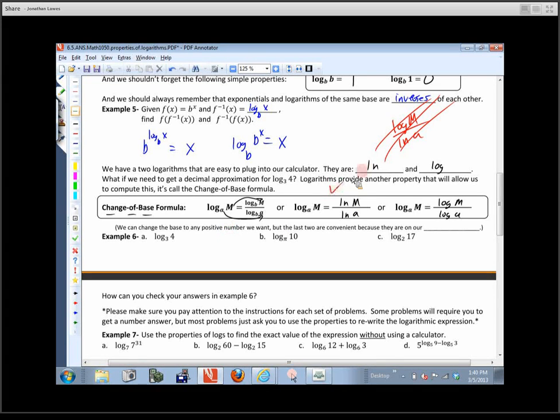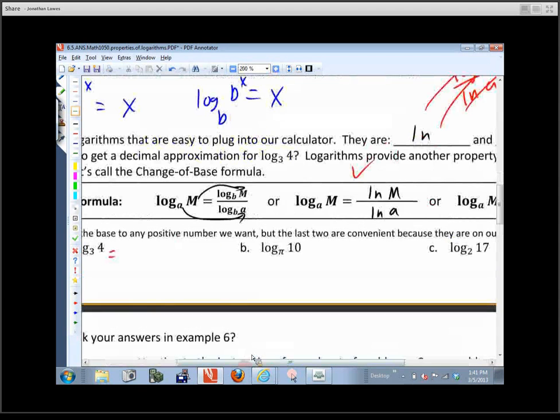So what it does is it changes it into something that we can do with any base, or specifically these two examples right here. These we can find on our calculator. Okay, so let's go through and do a couple of examples and see if this doesn't make sense. So on this problem right here, this is what we do. So grab your calculator.